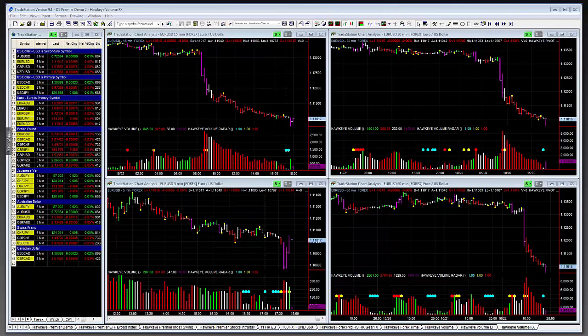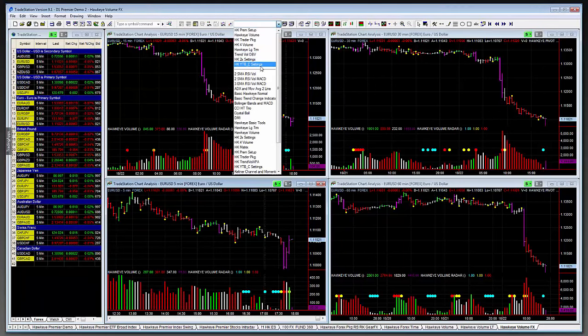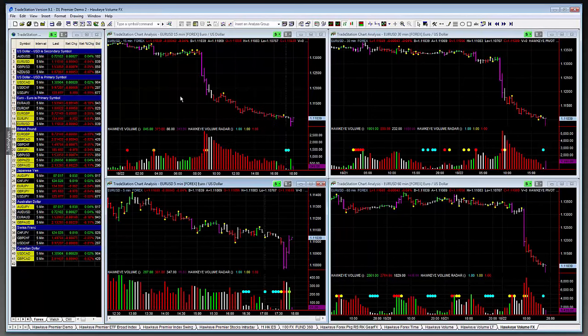Yes, we do have templates set up. So as you can see, this chart is set up. I can load up any of the analysis groups that I have saved to change the setup or the settings that are here. So you can see I do have a Hawkeye volume set up also for that.